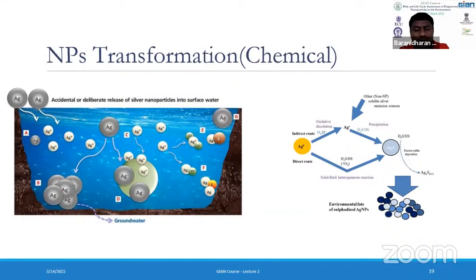The dissolution of, say, silver nanoparticles occurs in well aerated soil and surface water. That is nothing but oxidative dissolution. As a result of chemical oxidation of the atoms, silver converts itself into silver ions. Once these silver ions are in surface water, they can react with chloride and form silver chloride as a precipitate.